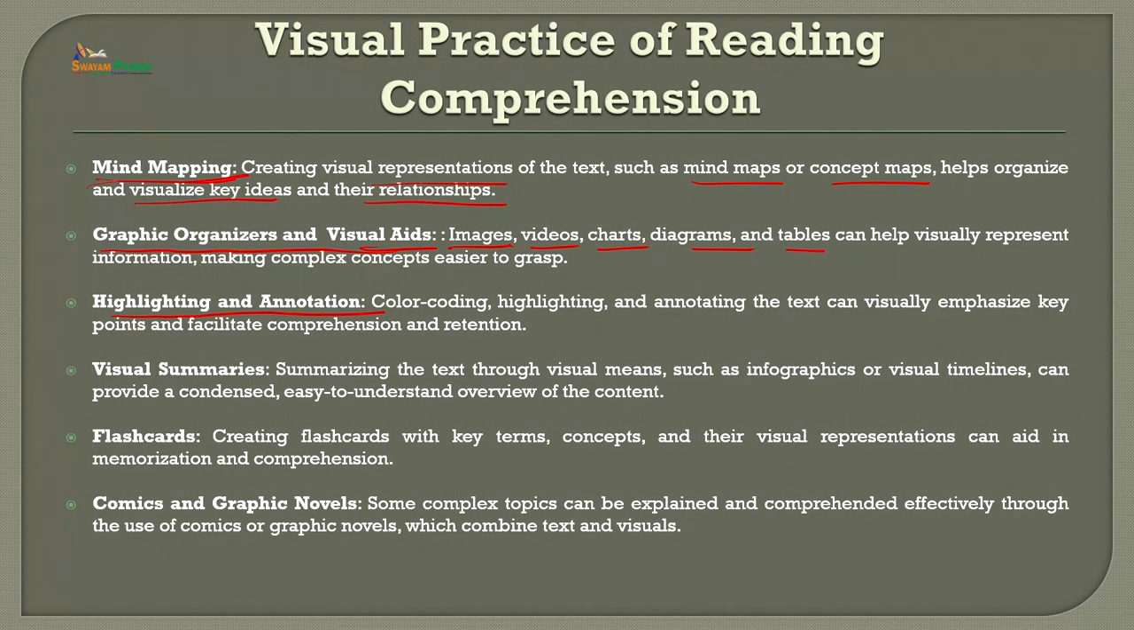Highlighting and annotation is like when you read something, you mark the headings and subheadings in such a manner that it creates happiness, or you understand everything. So, color coding is there; highlighting and annotating the text can visually emphasize key points and facilitate comprehension and retention. Sometimes visual summaries are there, they summarize everything, such as infographics and visual timelines, and they are very much condensed most of the time.